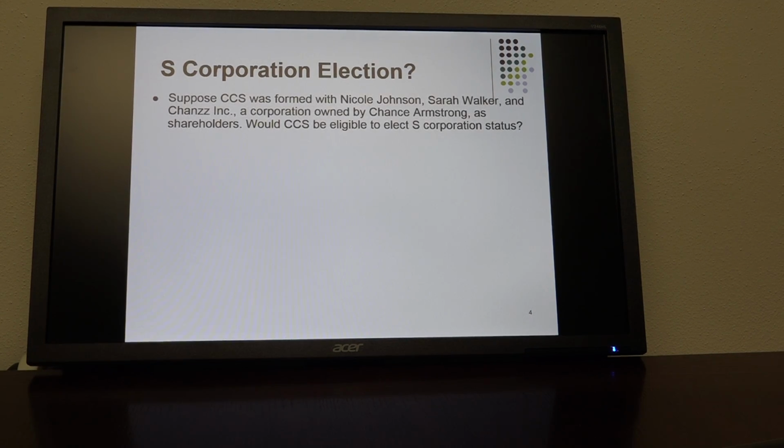So we have an example here. Suppose CCS was formed by Nicole Johnson, Sarah Walker, and Chance Inc., a corporation owned by Chance Armstrong, as shareholders. Would CCS be eligible to elect S Corp status? What do you think? Well, the key here is you've got a corporation, and it doesn't really say, but I guess we have to assume that's a C corporation.